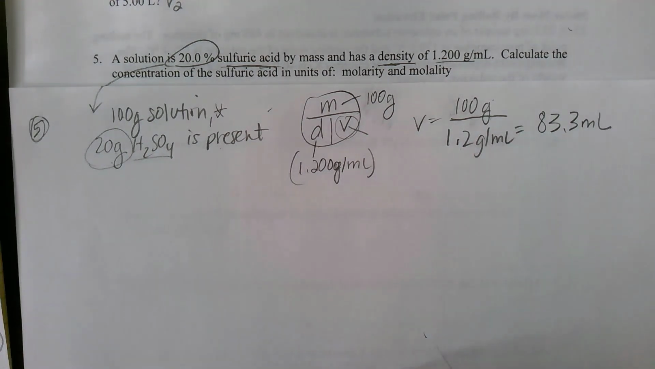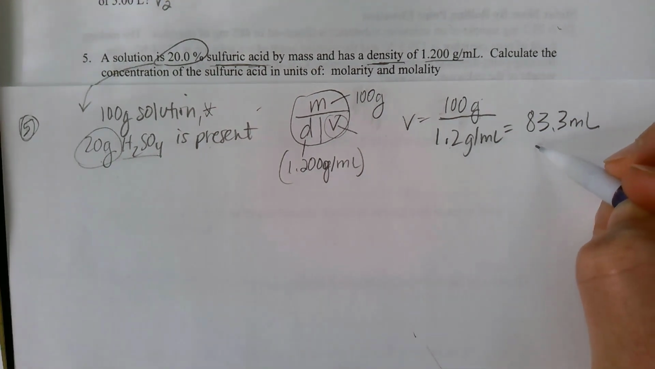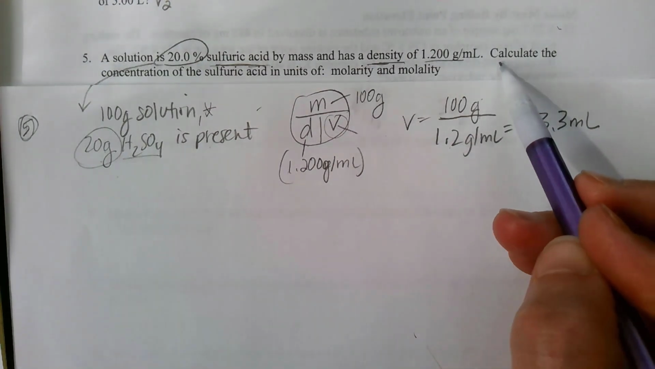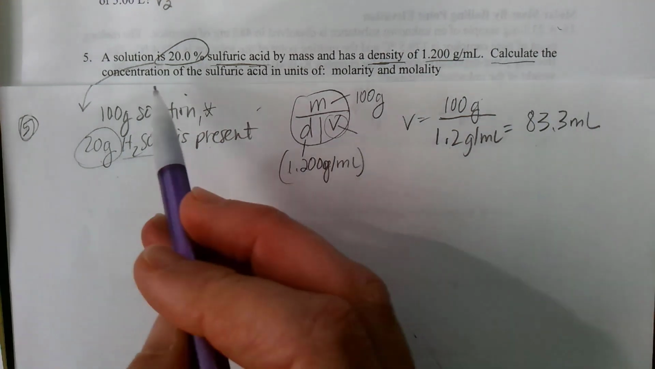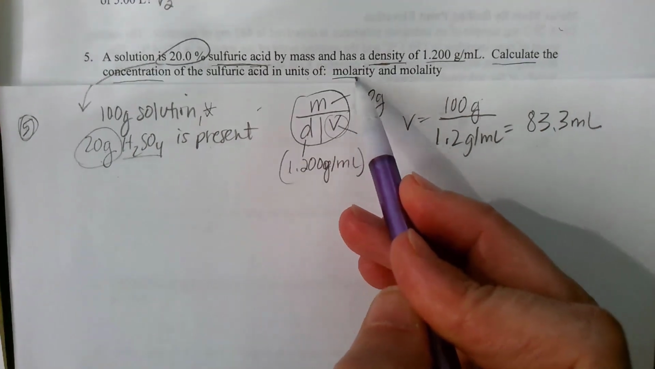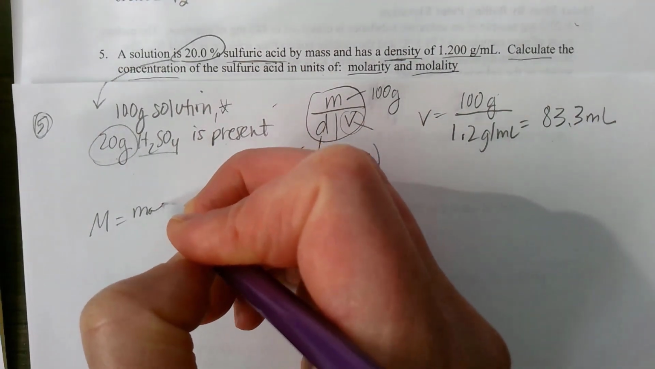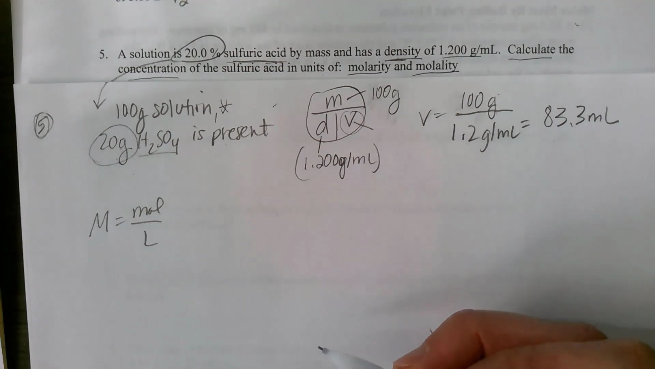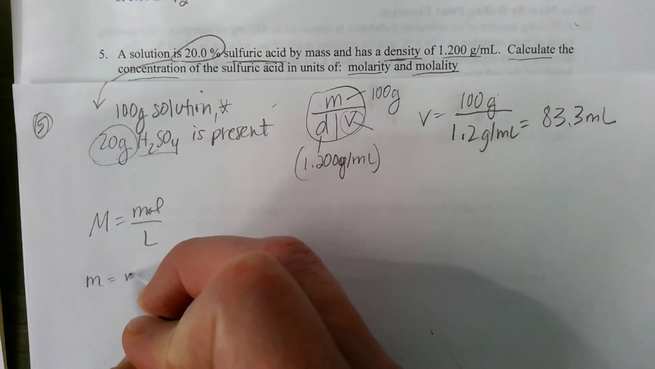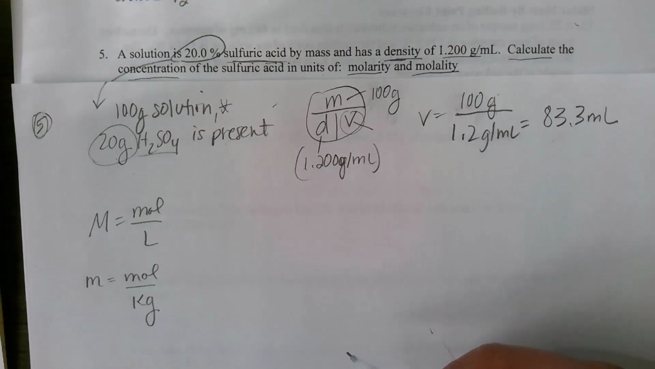All right, so that's a good starting point for us. We know how much solution we have. But let's keep going, see what else we need to actually calculate. Calculate the concentration of the sulfuric acid in units of molarity and molality. Well, molarity, remember, is moles per liter. Molality is moles per kilogram. Okay.